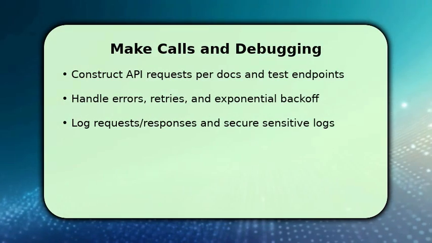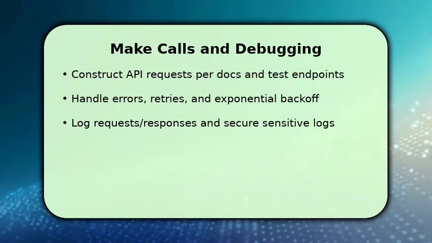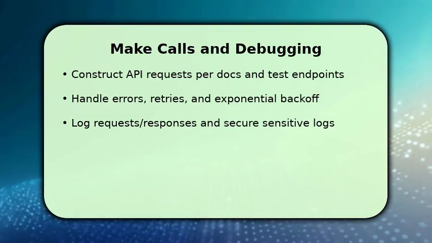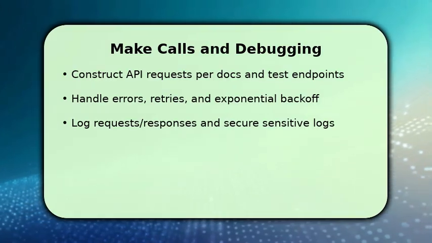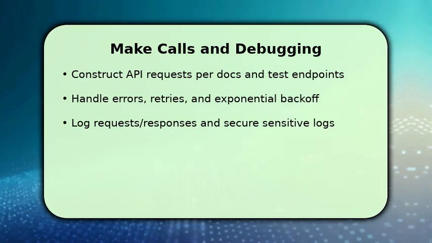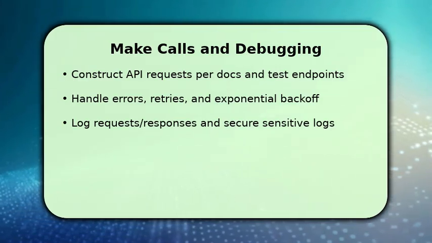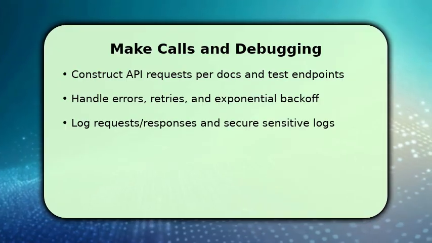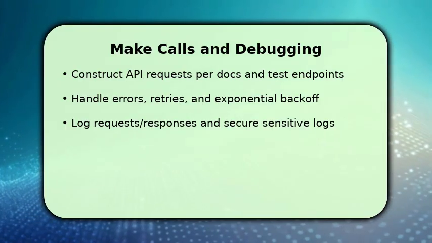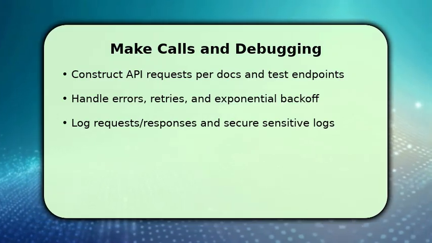Finally, build and test your API calls. Construct requests using the client library methods, send them, and verify responses. Once done, implement error handling and retries with exponential backoff for quota or transient failures. This keeps your app resilient. Make sure to validate responses and close resources.